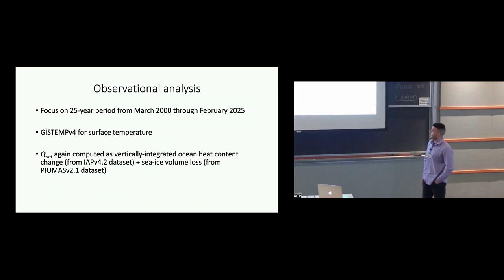So I focused on the 25-year period, March 2000 through February 2025, so essentially the first 25 years of the record. This is also the period when Argo data come online, which allows us to better constrain the ocean heat uptake. I used GISS temp for surface temperature. And as in the modeling study that I just discussed, I again compute Q net as the vertically integrated ocean heat content change plus sea ice volume loss.